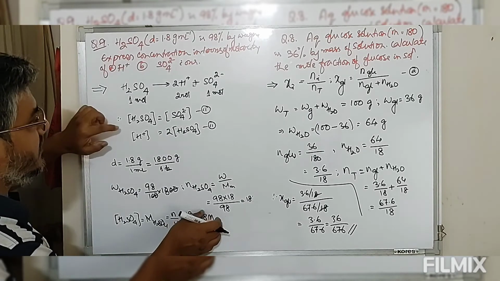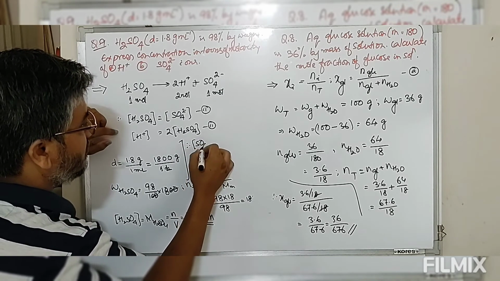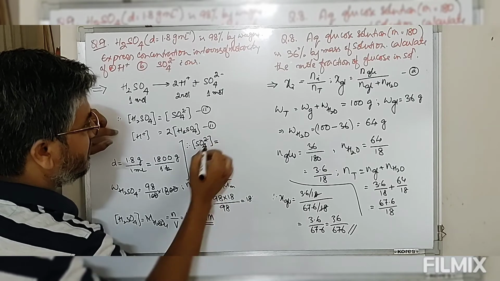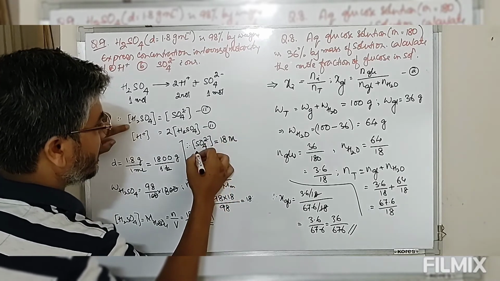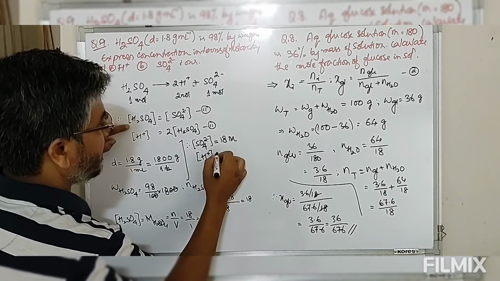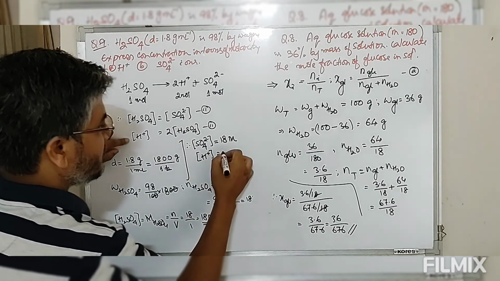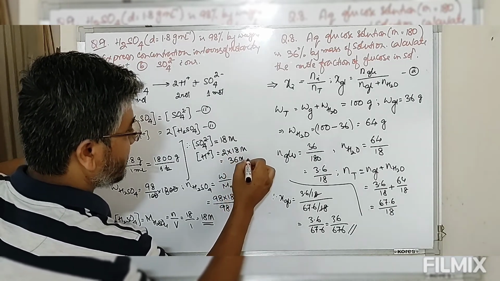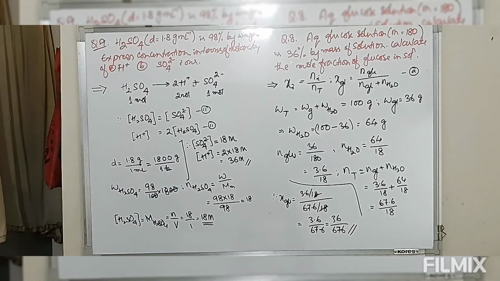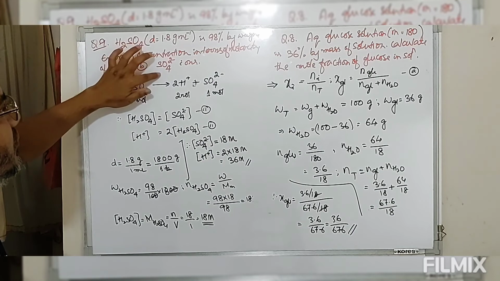So therefore the concentration of sulfate ion is equal to the concentration of sulfuric acid. So this is equal to 18 molar, and the concentration of H plus ion is equal to 2 times the concentration of sulfuric acid. So this is equal to 2 into 18 molar. So this is 36 molar. So this is how we express the concentration of the solution in terms of the molarity of H plus ion and the molarity of sulfate ion.